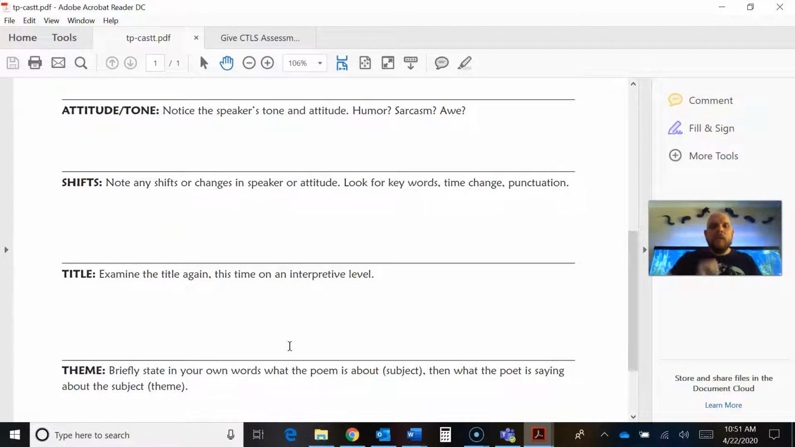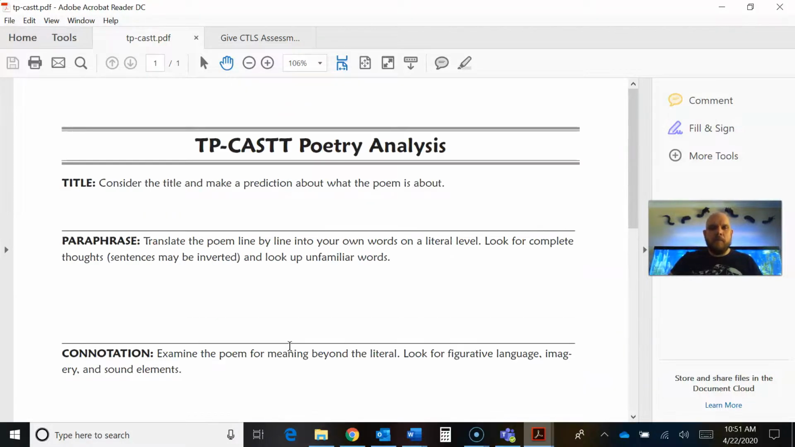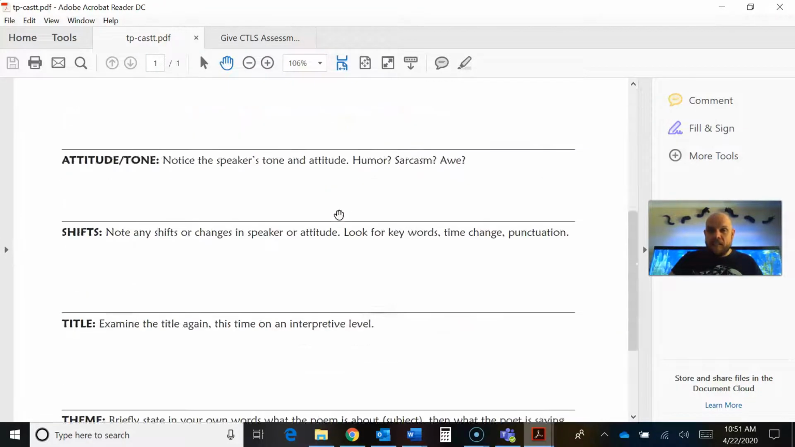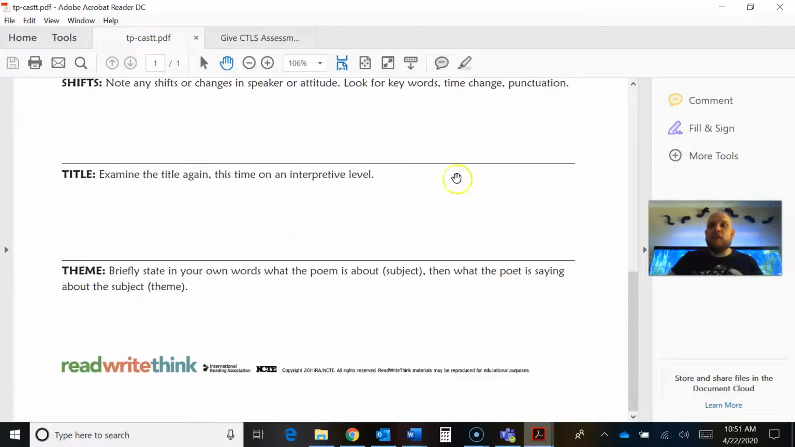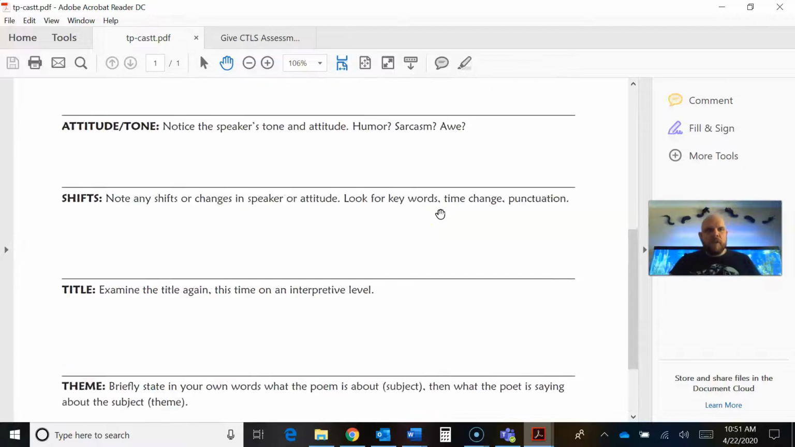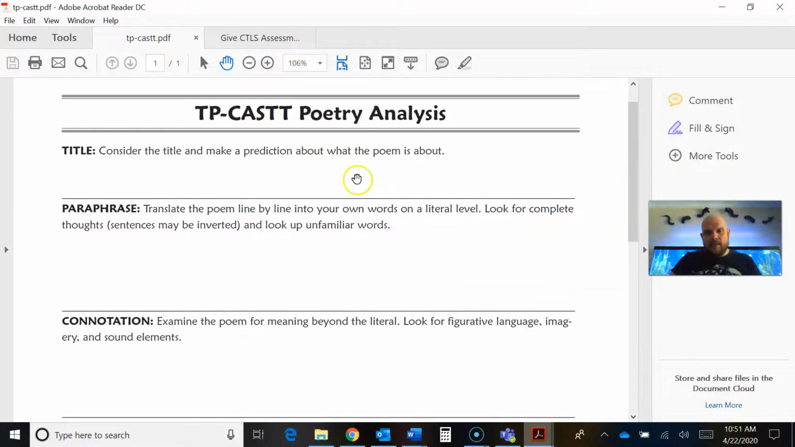Okay, next we want to look at the title again. Did its meaning change at all? Did the meaning change? You want to examine the title again, more on an interpretive level. Interpret why the poet chose to name their poem what they named it. Okay, you want to interpret the title. So up here, it was a guess, the first time we did title. The second one, it is an interpretation. Why it's called that.